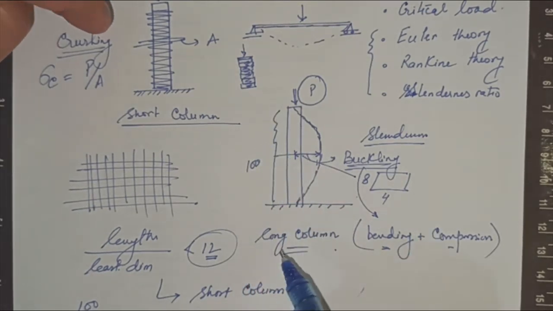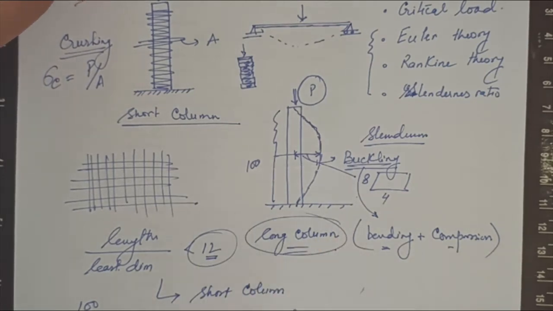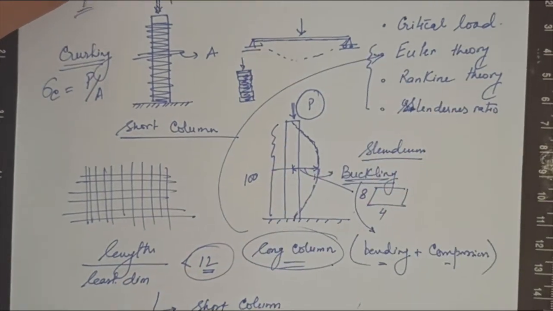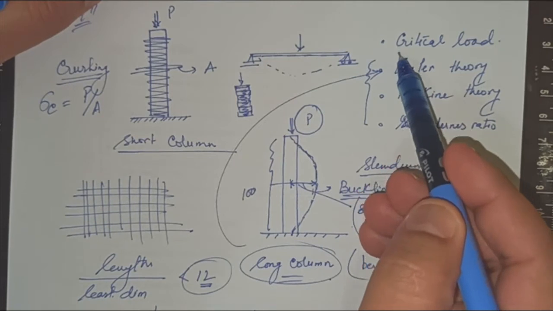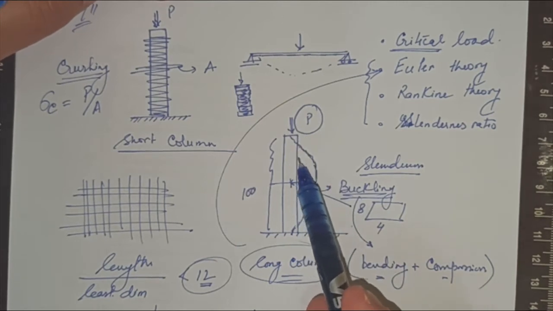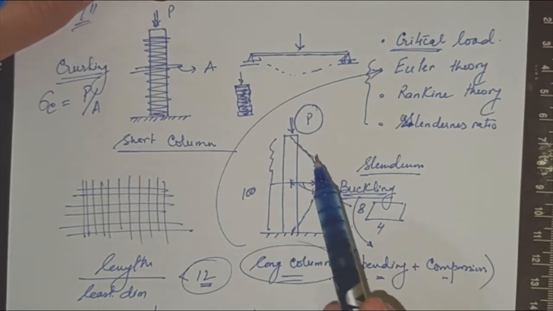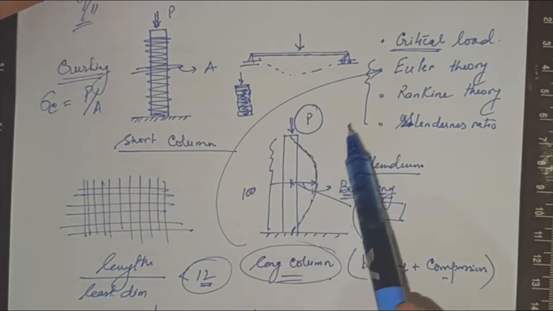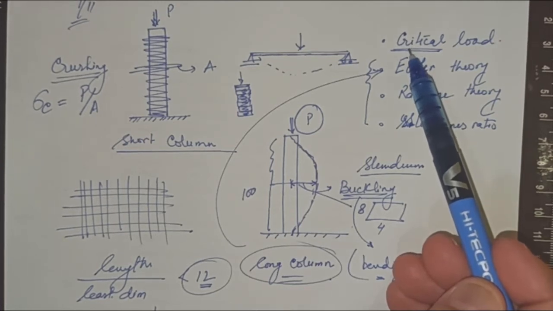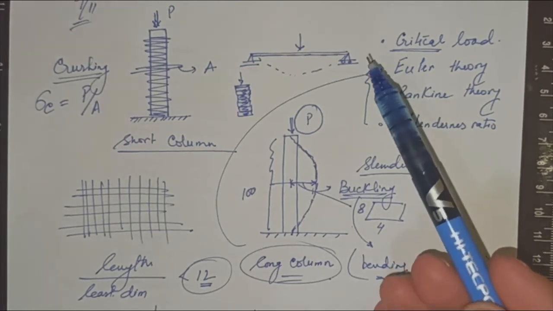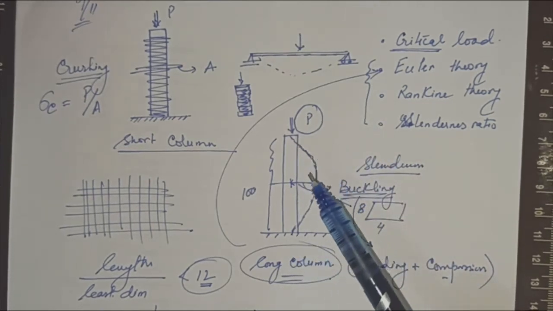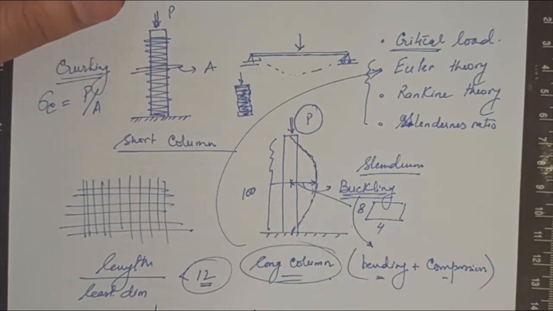So we are mostly going to study long columns, and we're going to study this failure condition called the Euler theory. First, we will be interested in knowing the critical load, the load that is required before the column buckles. Such a load is also known as a crippling load. A critical or crippling load is required just before the column buckles.